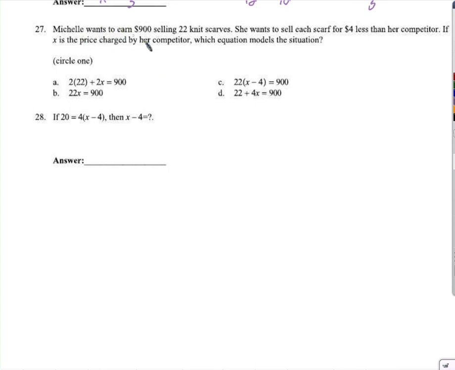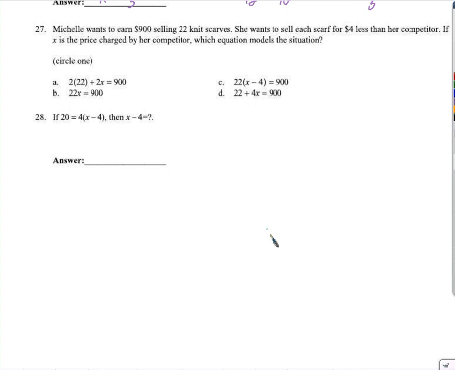Michelle wants to earn $900. She wants to earn $900. It certainly seems that these being all equal to $900 makes a lot of sense. Like when the day is over, she counts up all her money, she would like it to equal $900. So that makes sense. Selling 22 knit scarves. Okay, she wants to sell each scarf for $4 less. Why would she want to sell it for $4 less? She wants to beat the competition. She wants to pull people over to her table and have them buy things from her. $4 less than her competitor. If x is the price charged for a competitor, what equation models the situation?